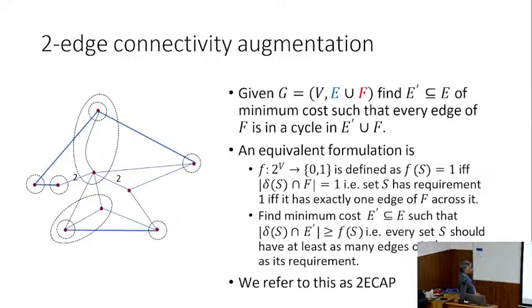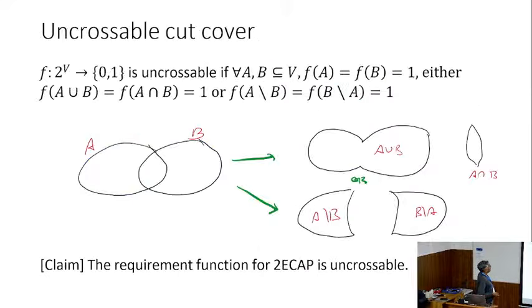Okay, now this function is what's called an uncrossable function. So what's an uncrossable function? The definition is up here. This is a picture representing that. If the function is 1 on these two sets A and B, then either it is 1 on the union and the intersection, or it is 1 on the symmetric difference. Then it's called an uncrossable function. And without proof, I'm going to just make the claim that this function that we defined earlier is an uncrossable function.